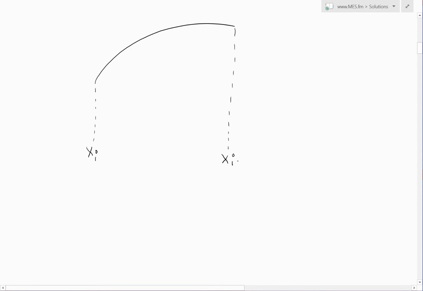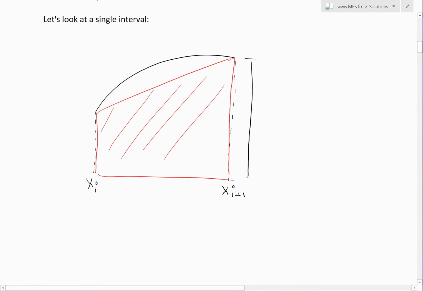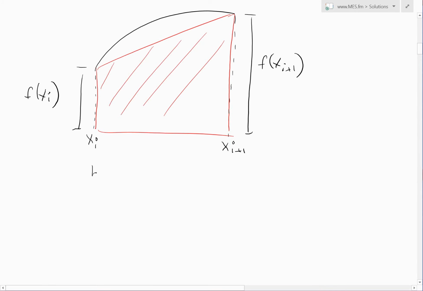So this is right here. And now if we were to draw the trapezoid, what we have is something that looks like this. I'll just write this all the way across, and there is our trapezoid. Now the height of this one right here is f of x_{i+1}, and the height over here is f of x_i. And also this distance right here is our delta x, and this equals x_{i+1} minus x_i.